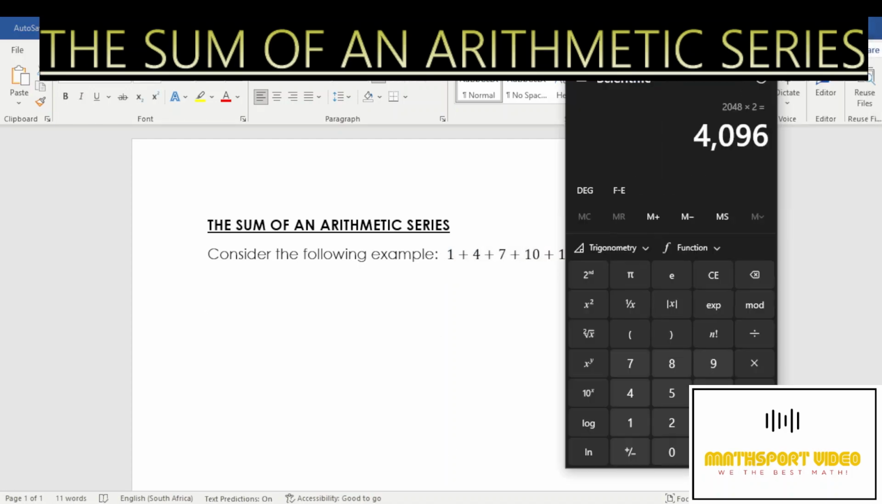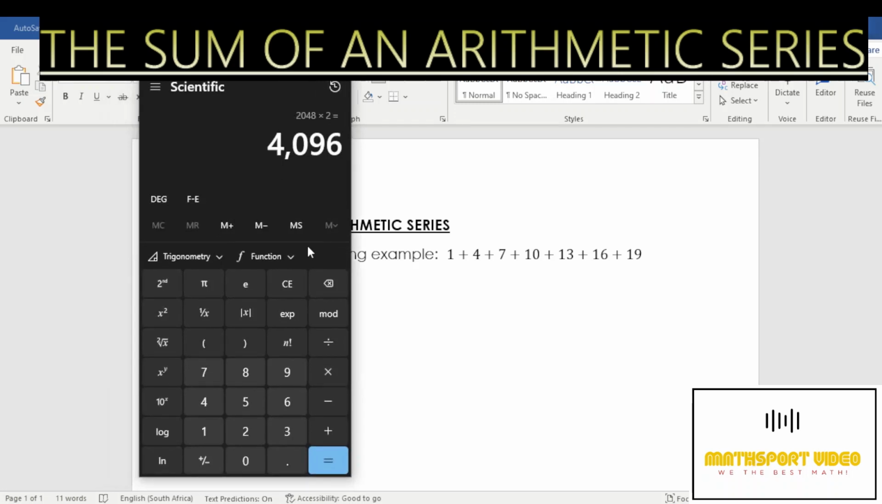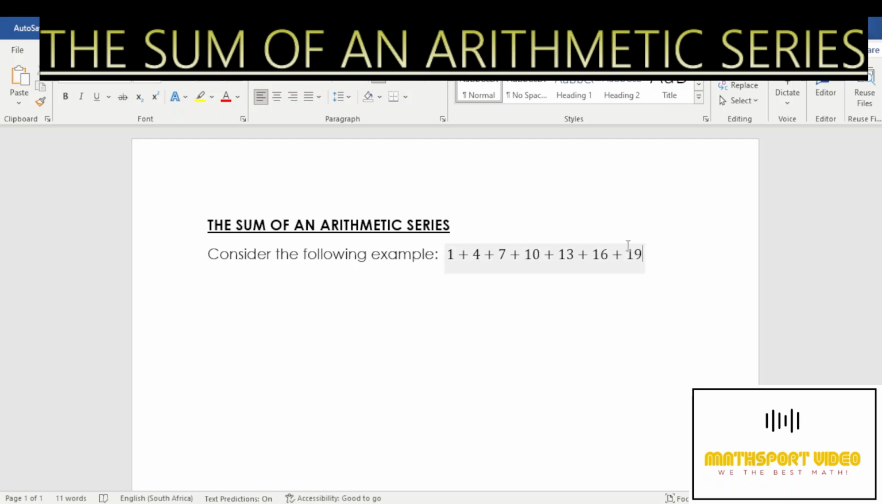Now, it's a fairly straightforward example, and we could take the calculator and literally just work it out. 1 plus 4 plus 7 plus 10 plus 13 plus 16 plus 19. The answer that we get is 70. All right, so I want to show you the mathematics behind this and how we can get that answer of 70 by using a formula, and then extend this to make it a little bit more difficult.